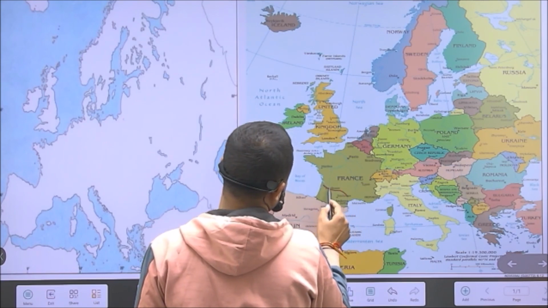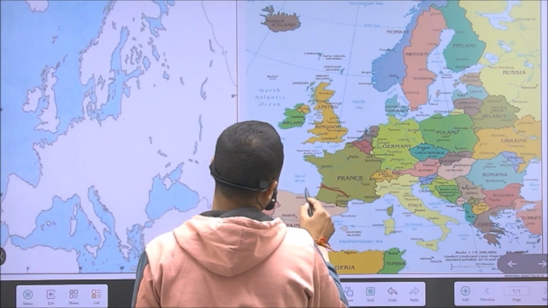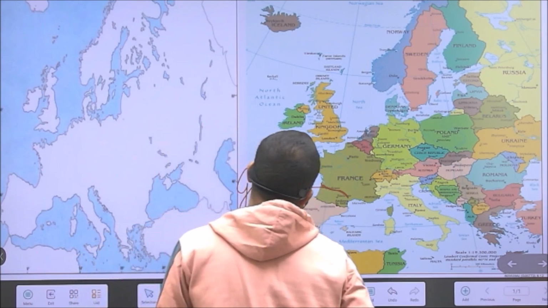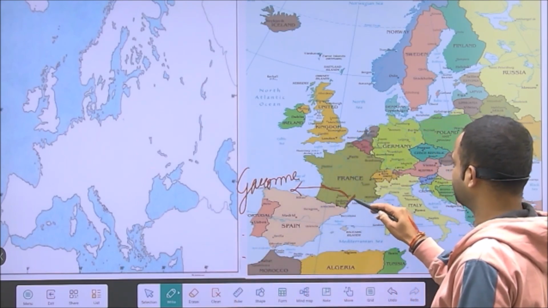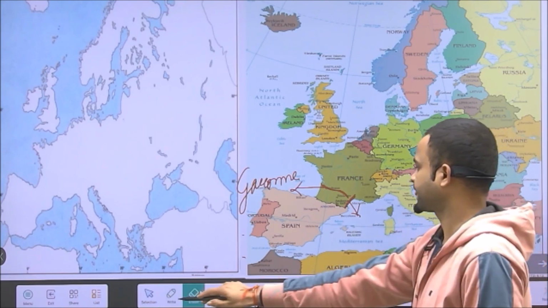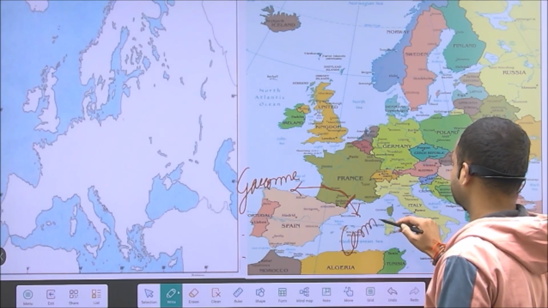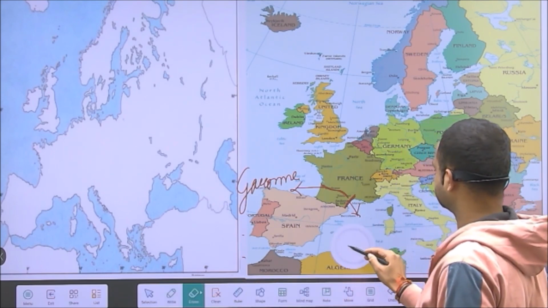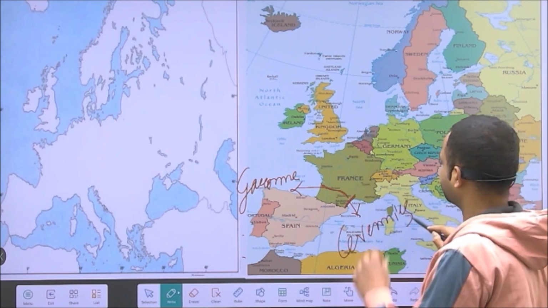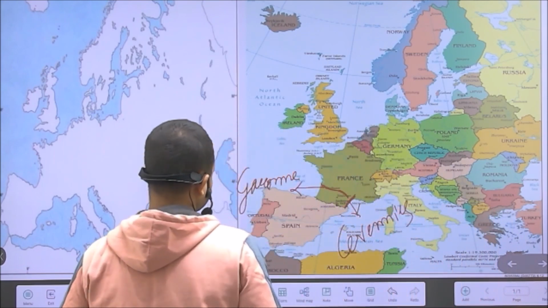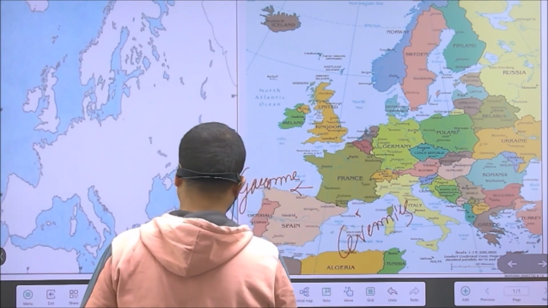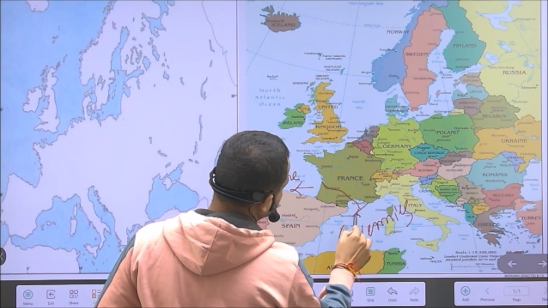Here another river is flowing in France, which is called the Garonne. The Garonne river basically also originated from the Cevennes. And on the shoreline of the Cevennes, you can see here, this is the Cevennes.